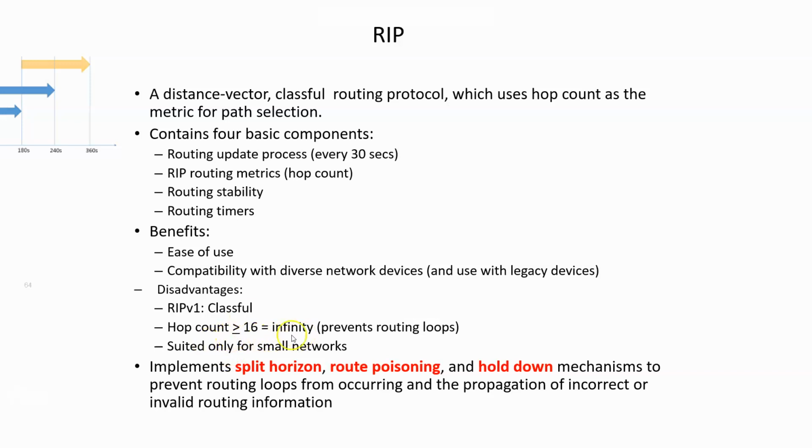Hop count greater than 16 is infinity, which prevents routing loops. 0 to 15 is where we get the 16 again here. Suited only for small networks. So small networks is what we would have for this thing. Split horizon, route poisoning, hold down. The number of timers, and that's what this is here.